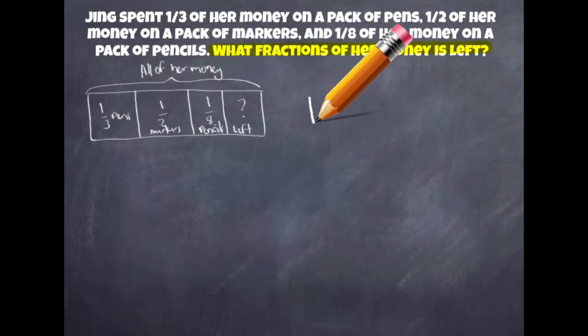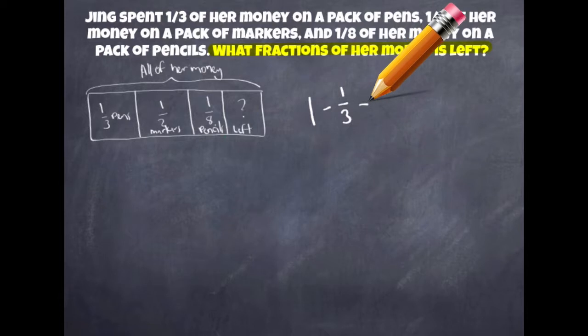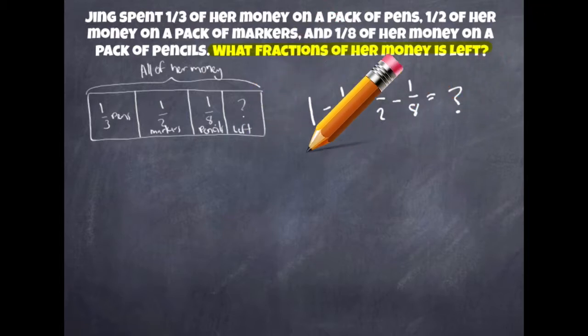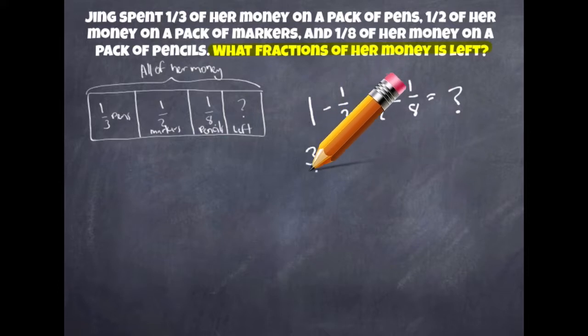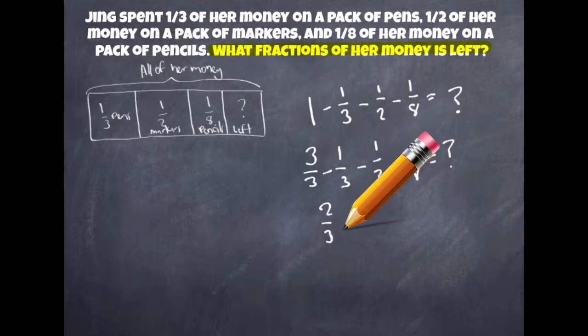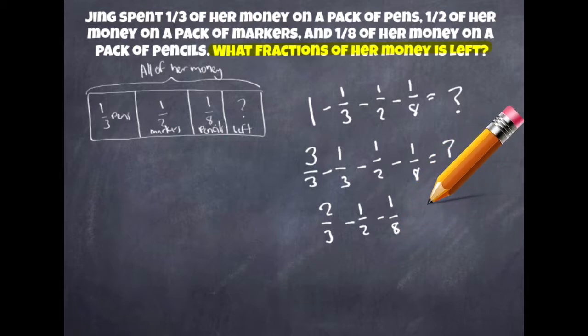Again, let's think of that like equation, right? 1 minus 1/3 minus 1/2 minus 1/8 is going to give us something. It's going to give us what's left, right? That's what we're looking for. So if I think of that 1 whole as thirds, because that's what I'm subtracting first, 1 whole is the same as 3/3. And if I subtract 1/3 from it, well, that's going to leave me with 2/3. So I'll have 2/3 minus 1/2 minus 1/8 equals something.